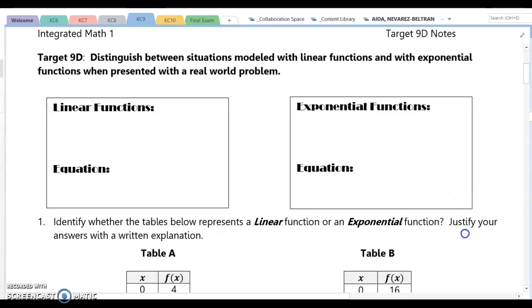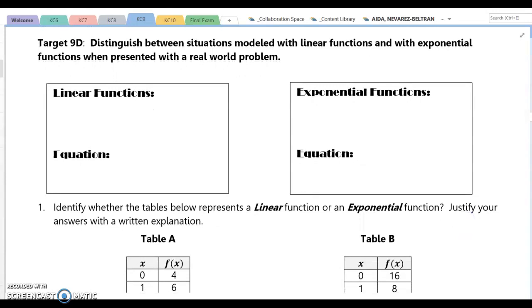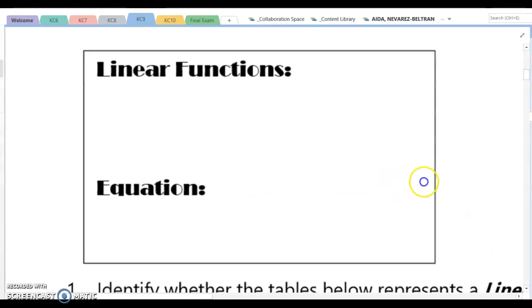So our 9D, it says, distinguish between situations modeled with linear functions and with exponential functions when presented with a real-world problem. So we're kind of looking at the difference between linear and exponential. So let's look at linear functions.